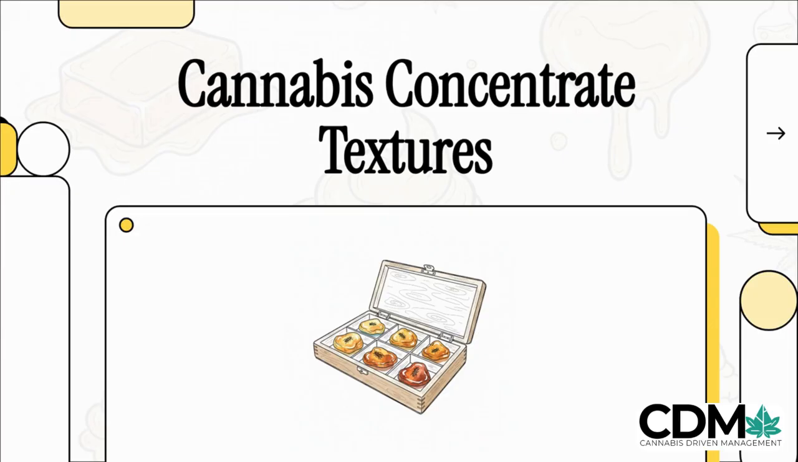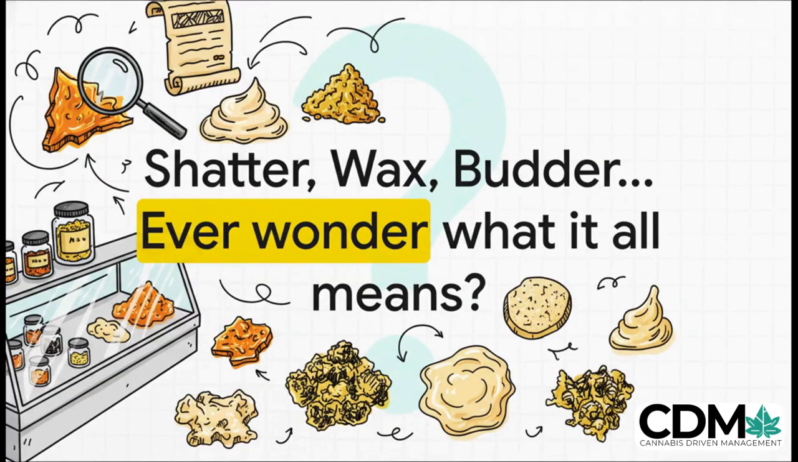Let's get into it. So you walk into a dispensary, you look at the menu, and boom, shatter, wax, butter, rosin. The list just goes on, right? And they all look so different, they feel different. Honestly, it can be kind of overwhelming. But that's what we're here for. Today, we're going to decode what all those textures actually mean.